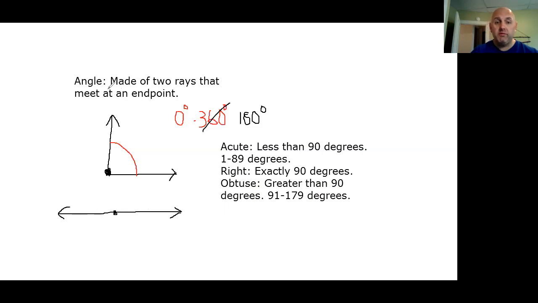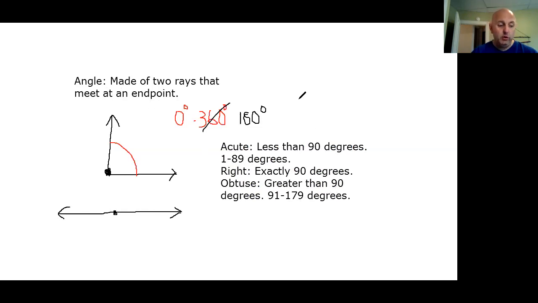Okay, so we have an angle made of 2 rays that meet at an endpoint. We can measure our angles from 0 to 180 degrees. We can have 3 types of angles: acute, which is less than 90 degrees, right, which is exactly 90 degrees, and obtuse, which is greater than 90 degrees.